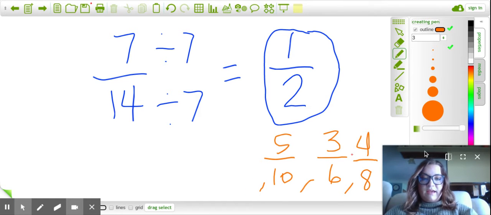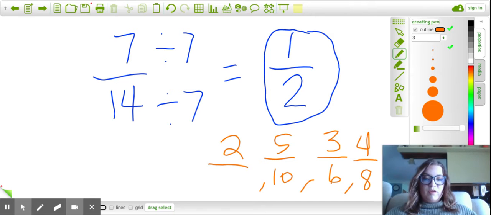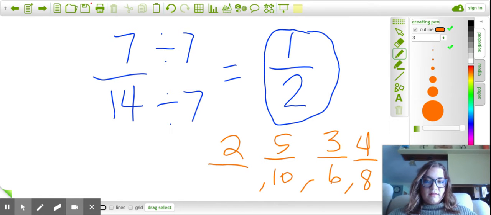Let's see if we can think of another one. What about with a numerator of 2? If you said 2/4, you are correct. So those are all fractions that are equivalent to 1/2. 7/14 is one of those. So we divided 7 and 14 by 7 because they're both divisible by 7 to make it the smallest number that it could possibly be.